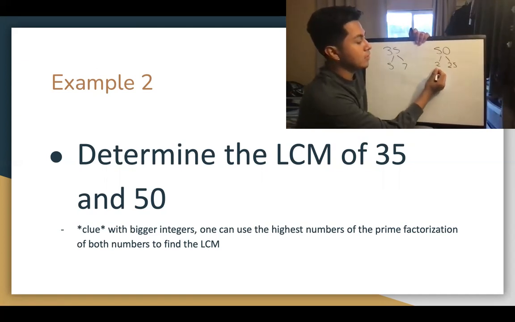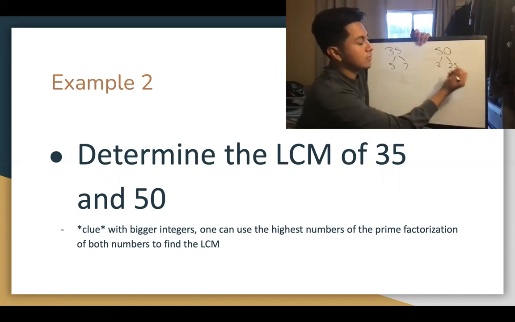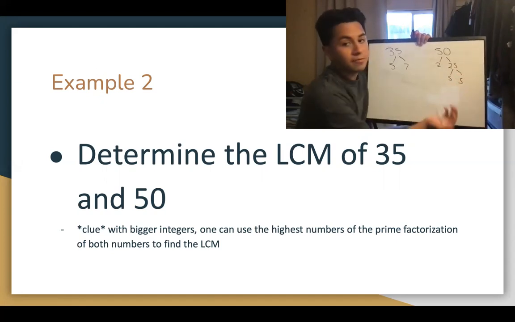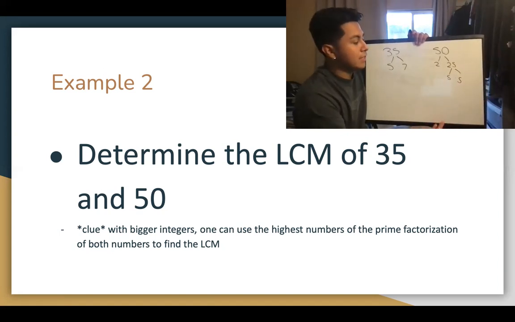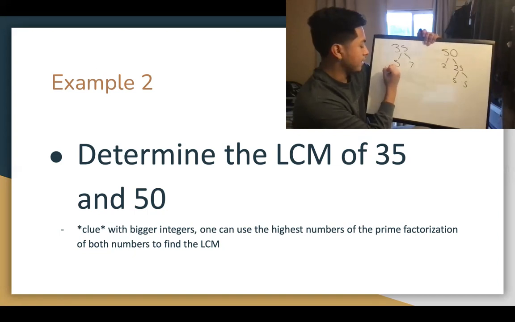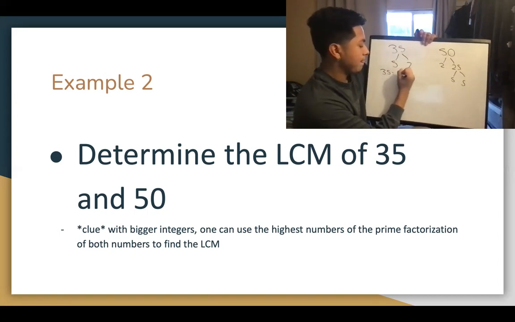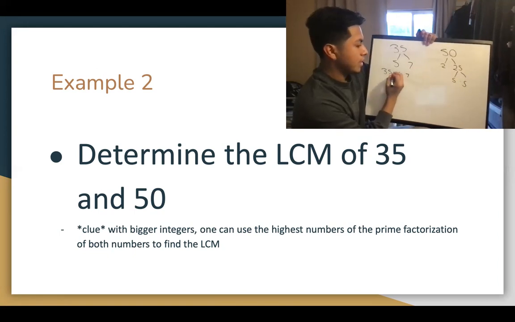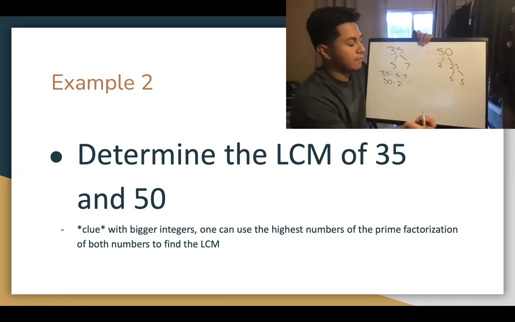Okay. So 2 can't be divisible by any other number other than itself and 1. So that's already as it is. But with 25, it goes down to 5 times 5. And after 5 you can't divide that by any other number, meaning that the prime factorization of 50 is 2 times 5 times 5. So now we're going to write that down in an orderly fashion. So 35 is basically 5 times 7. And 50 is basically 2 times 5 times 5.